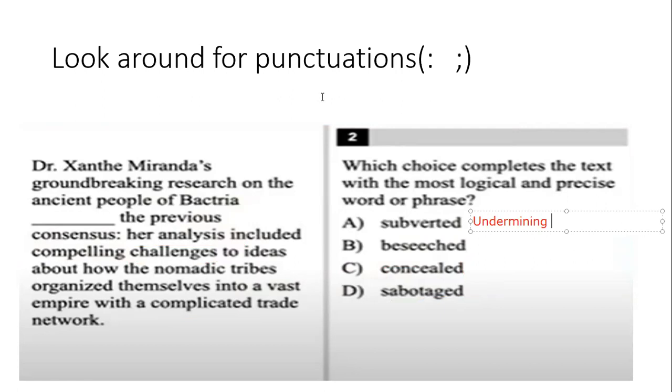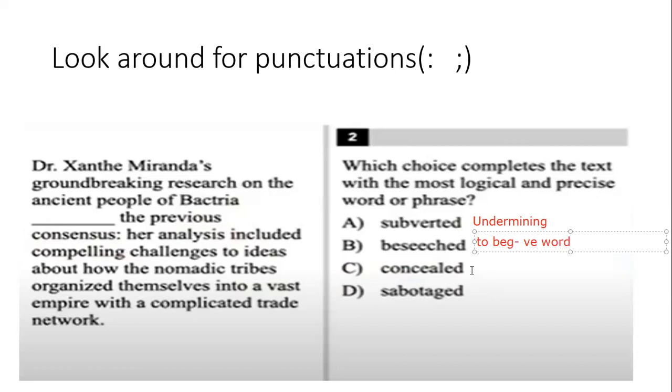Undermined. Yes, dear. And so now tell me, besieged. What's the meaning of besieged? Besieged. Definitely not our answer, but I just want you to highlight this. Implore. Beg. Yes. Okay. Besieged means to beg. Again, a negative word. To beg. Negative word.